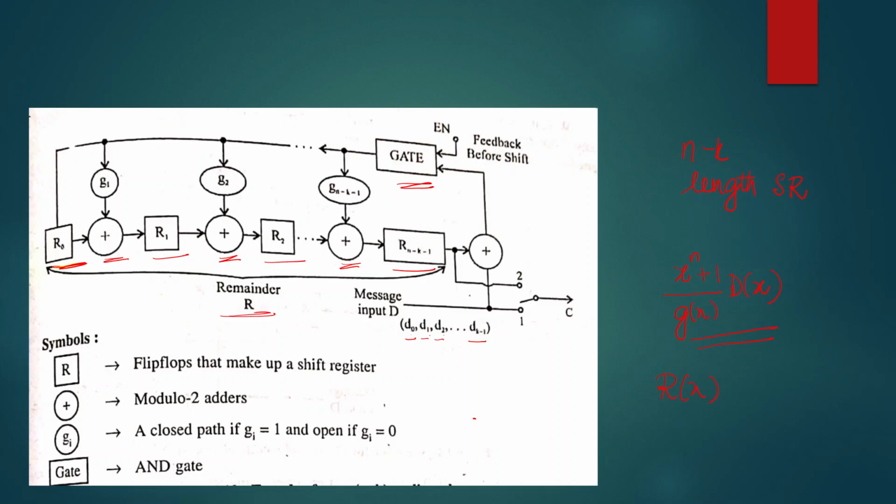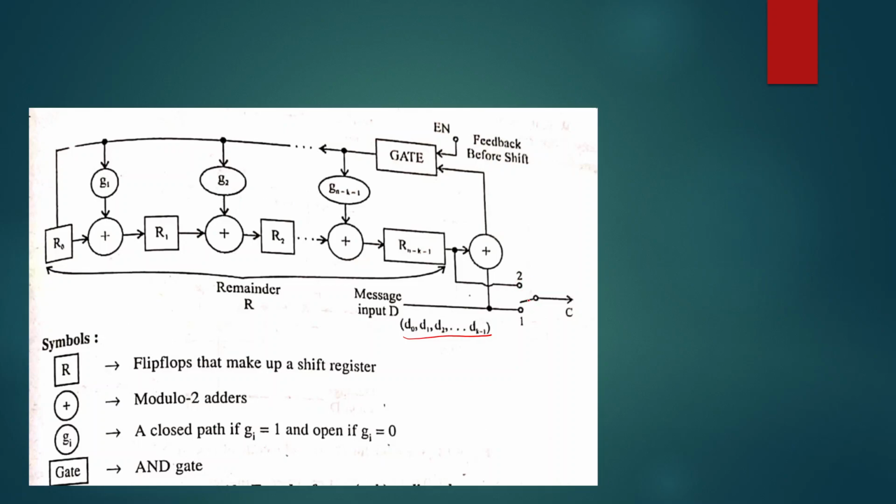In the beginning, how do we feed this information? In the first step, we are going to use d0, d1, d2, and so on up to d(k minus 1) to be sent into the shift register. For that, we are going to disable this switch.